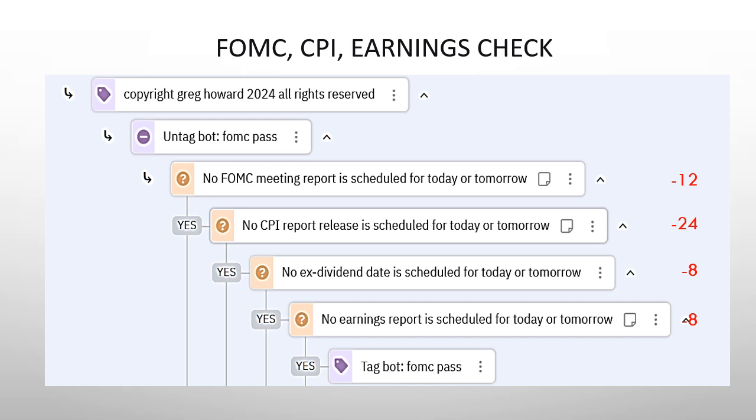If the automation determines that none of these things are happening, it sets a bot tag indicating that the FOMC, CPI, and earnings check has passed. These checks help us avoid having money in the market when the potential for high volatility exists. Stability is the key to our profitability.